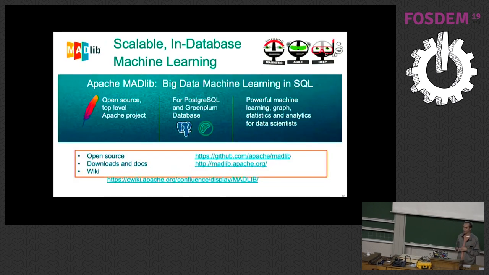Very quick word about Apache MADlib. It's in-database machine learning. The idea is that you don't want to move the data out of the database to another place, operate on it, and move it back. So what Apache MADlib does is it brings machine learning, statistics, computation to where the data lives.